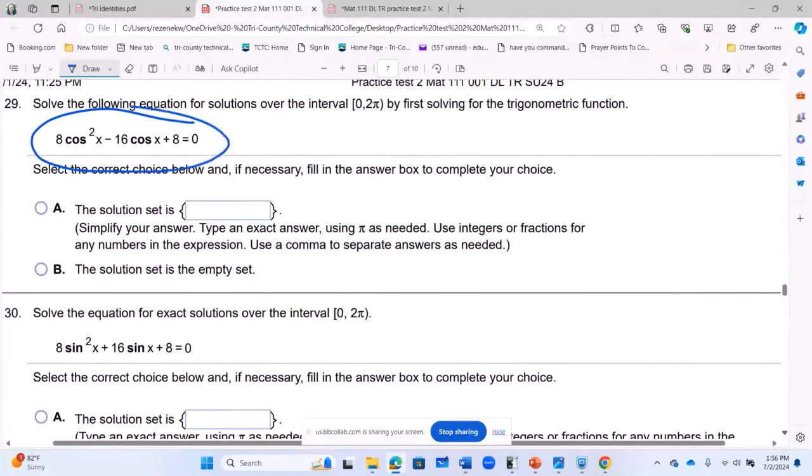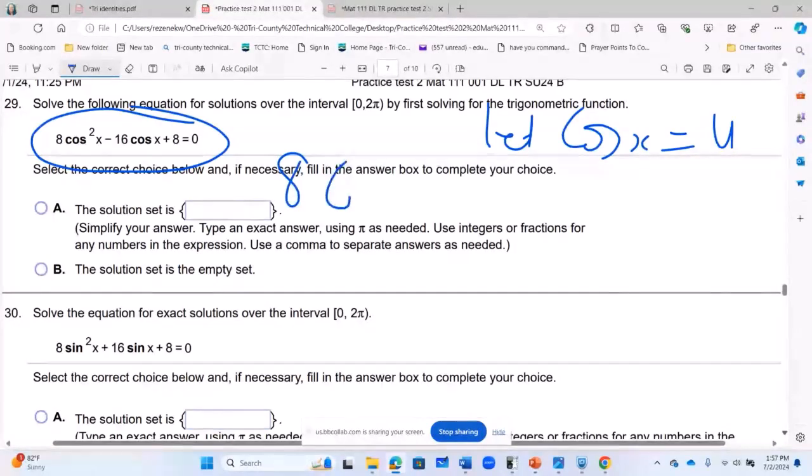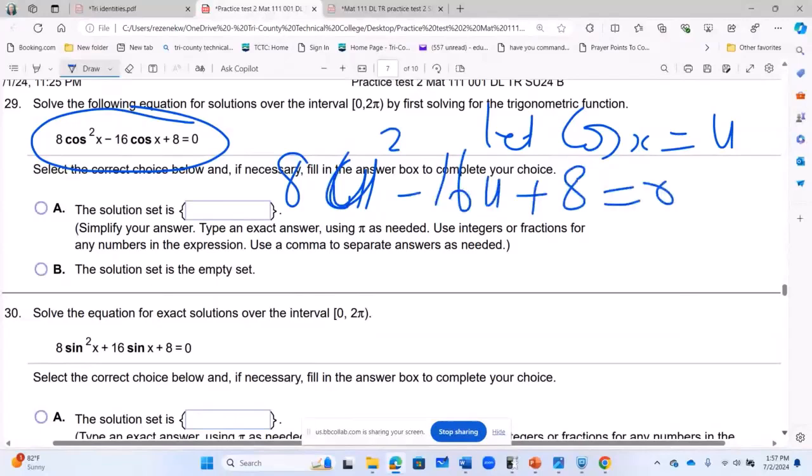I have a quadratic trigonometric function, but I can say let cosine of x be equal to u. So I can rewrite this as 8u squared minus 16u plus 8 equal to 0. The next thing I want to do is divide all through by 8, so I have u squared minus 2u plus 1 equal to 0.